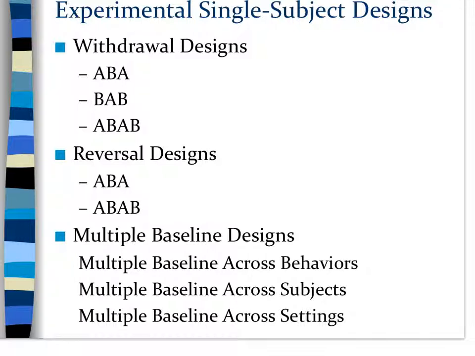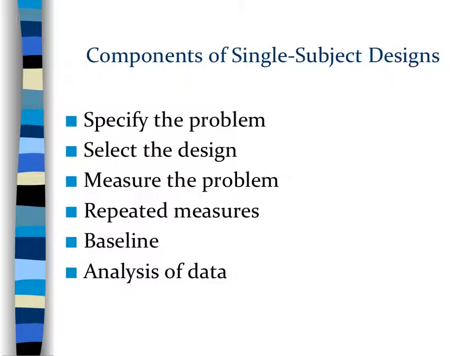What if we are looking at the number of words read correctly in 1 minute by three subjects? In a multiple baseline design, we look at the performance of several subjects on the behavior, and we could be doing the same changes when it comes to behaviors and/or settings. Therefore, the three different multiple baseline designs are multiple baseline across behaviors, multiple baseline across subjects, and multiple baseline across settings. Now let's talk about some components of single subject designs.